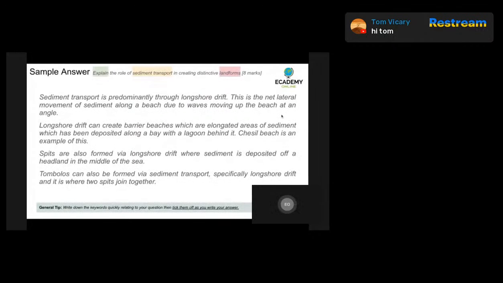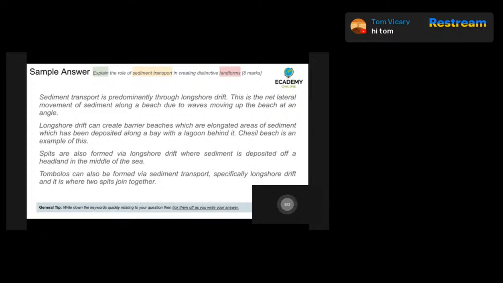Spits are also formed via longshore drift, where sediment is deposited off a headland in the middle of the sea. So here the candidate again has talked about a relevant landform and has talked about longshore drift, but then ends the statement by saying that it ends in the middle of the sea, which is very vague. And for an A-level answer, that would demonstrate to the examiner that they have a lack of understanding of the creation of that landform.